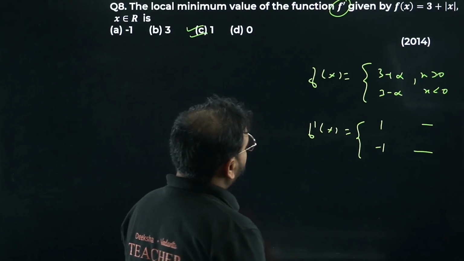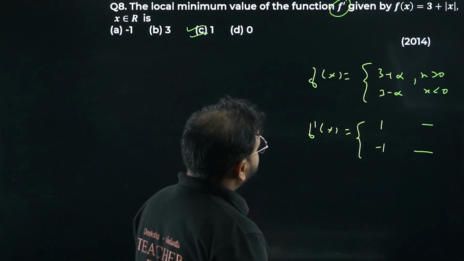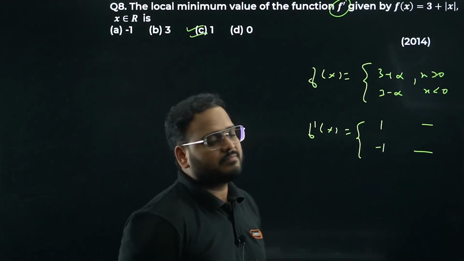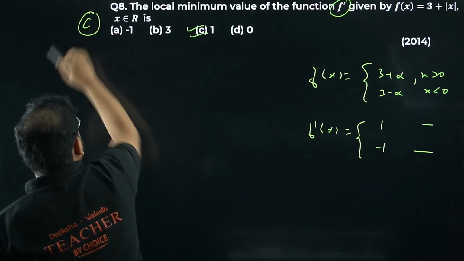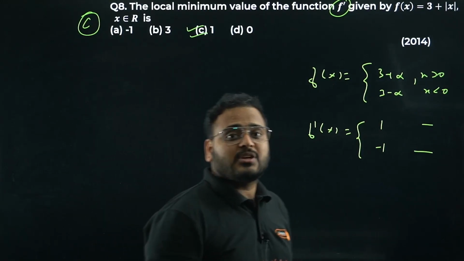Please check. Yeah, 1 only. Okay, because if you differentiate you'll get both 0, na. Okay, answer will be C, sir. Please check. Okay, moving on to question number 9 now.